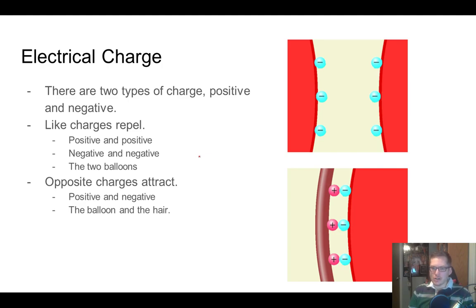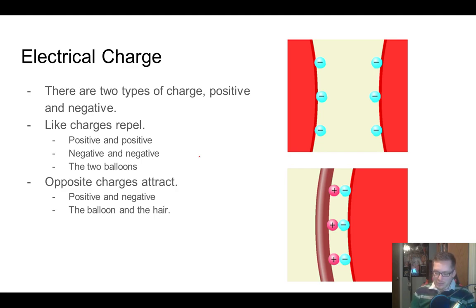So, electrical charge. Now, some of this should be very obviously review. There are two types of charge, positive and negative, right? Like charges repel and opposites attract. So a positive and a positive will push each other away from each other. A negative and negative will push each other away from each other. So this is like a balloon.